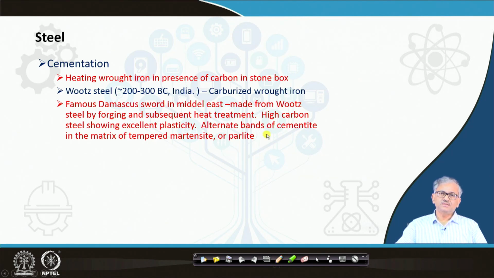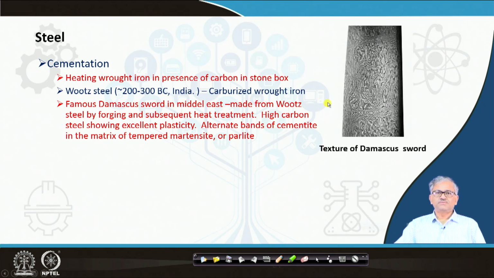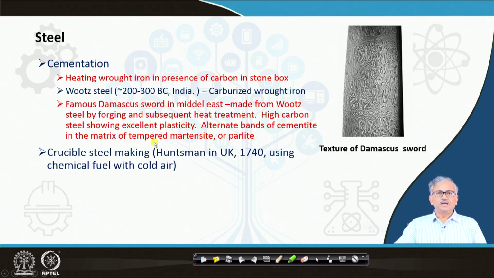It is a very high carbon steel with excellent plasticity. Possibly the high carbon was limited to the surface, so the surface became very hard, as is required for a sword, but the center was very ductile, so you can hammer it easily. All these things give a very excellent result. This is the texture of the Damascus steel. It looks like this.